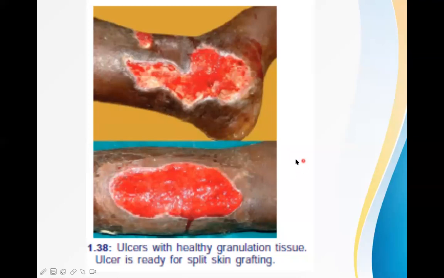Skin graft is taken from some other site, maybe from the anterior abdominal wall, which is a very painful area for the skin graft. Mainly it is taken from the anterior part of the thigh. This is very commonly taken, and then grafted here.